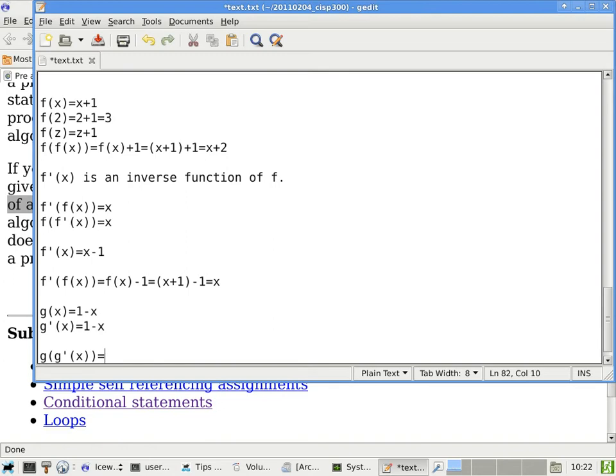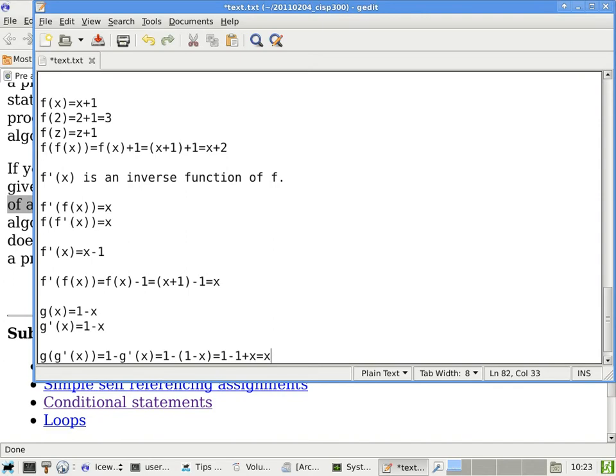Now, g of something is 1 minus that something. In this case, that something is g prime of x. And what exactly is g prime of x? 1 minus whatever is inside its own parentheses, right? And what exactly is that? We are subtracting 1 minus x, so that means we are subtracting 1 and adding x after we remove the parentheses. Is that okay so far? And then we have 1 minus 1, which is 0. 0 plus x is x.